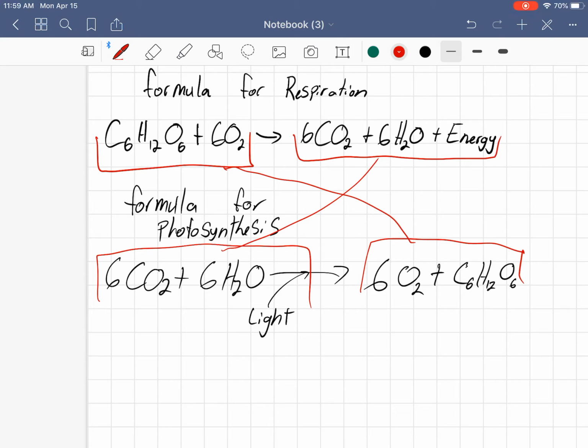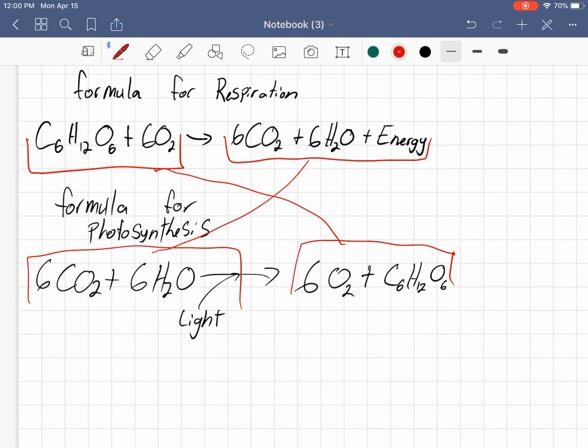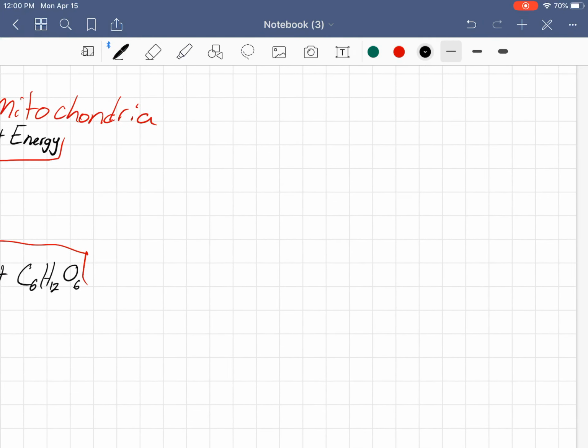Okay. These two are opposites of each other, and they are verbs. Photosynthesis and respiration are processes. They are not nouns. They occur in specific organelles. Photosynthesis, as we discussed before, occurs in chloroplast. Respiration occurs in what's called the mitochondria, an organelle where respiration takes place. They are mirrors of each other, but they're not things. They are actions. They are processes, which then takes us to our energy processes.